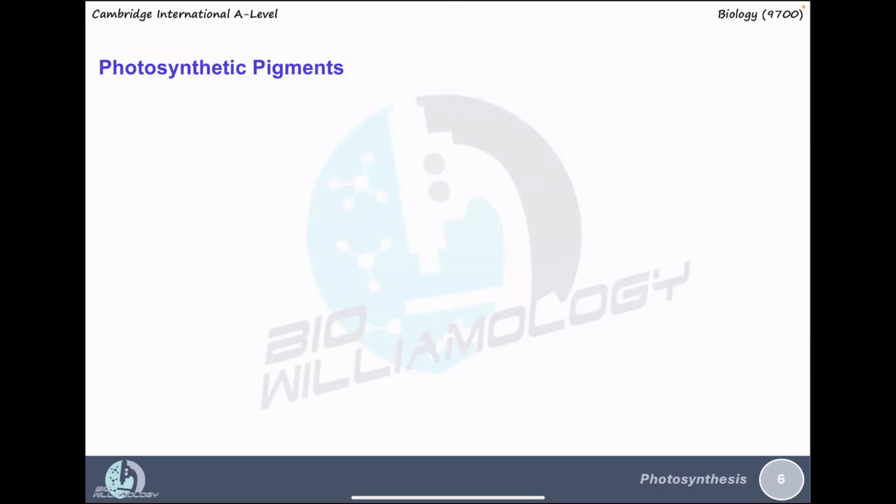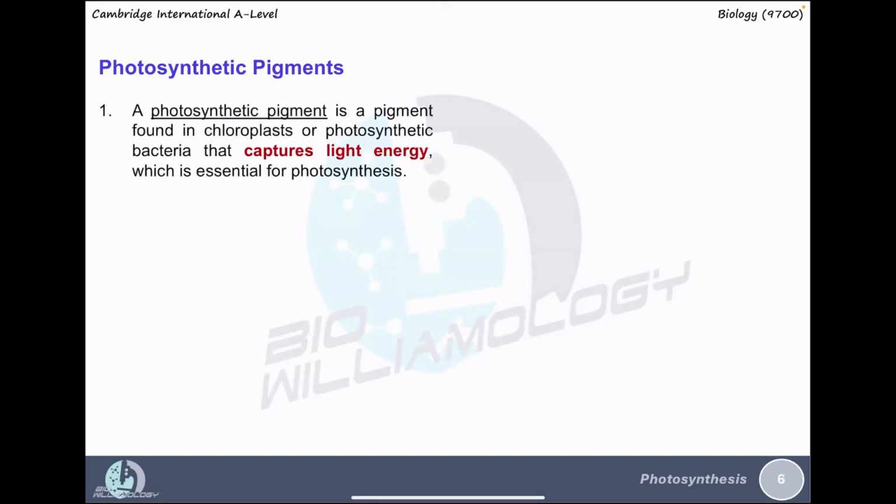We know about the photosystem, and this photosystem consists of photosynthetic pigments. Let us look at what the types of photosynthetic pigments are and at which wavelength they absorb best. When we say photosynthetic pigments, these pigments are found in chloroplasts, and are involved in the process of capturing light energy, which is essential for photosynthesis.